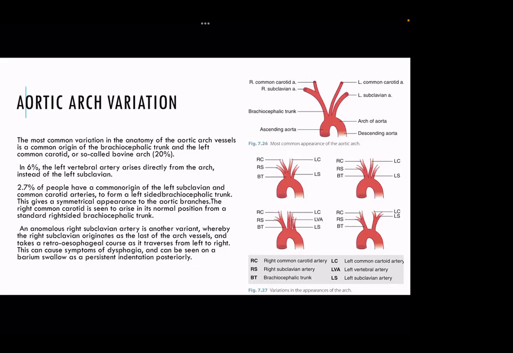Also, an anomalous right subclavian artery is another variant where the right subclavian originates as the last of the aortic vessels and takes a retroesophageal course as it travels from left to right. This can cause symptoms of dysphagia and can be seen on the barium swallow as persistent posterior indentation. We will see this later.